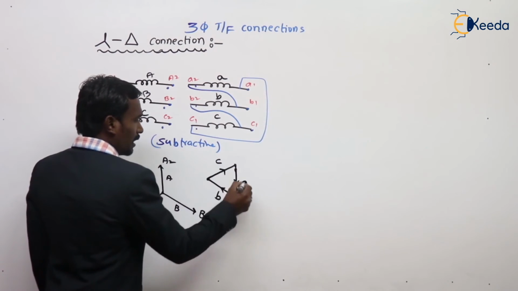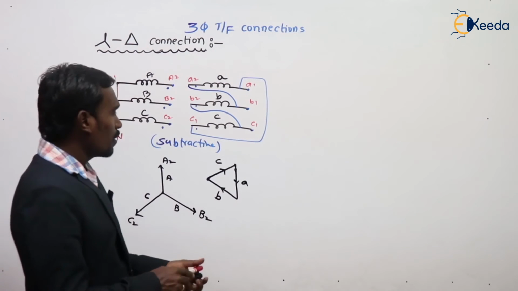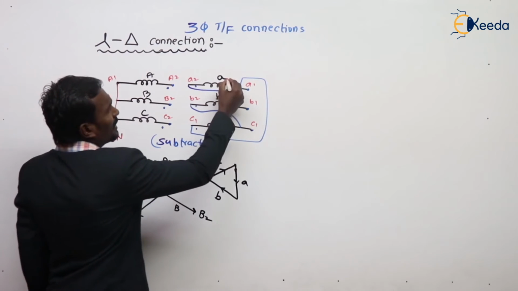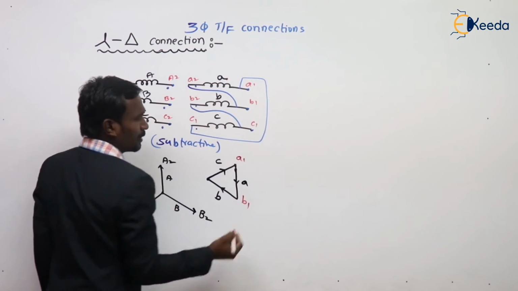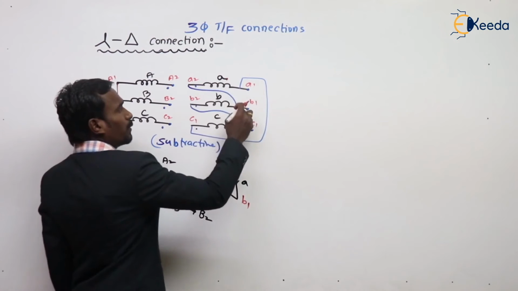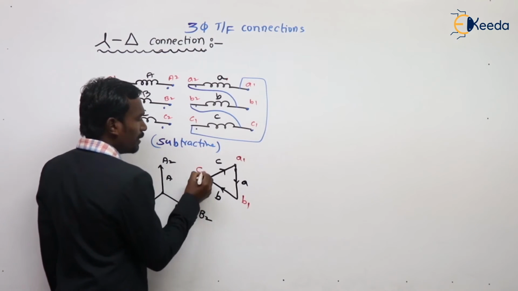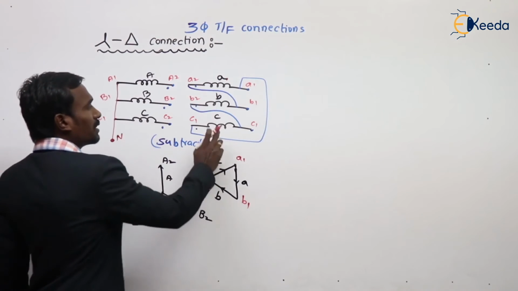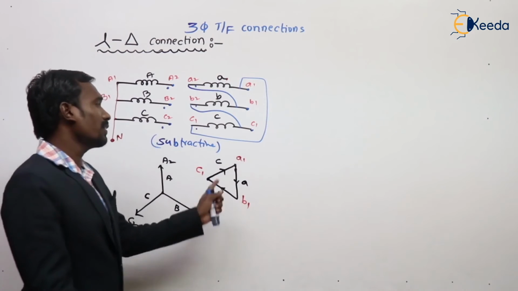This is A, B, C, A, B, C. This is the configuration. But see here, A is connected in between A1 and B1, B is connected in between B1 and C1, and C is connected in between C1 and A1.